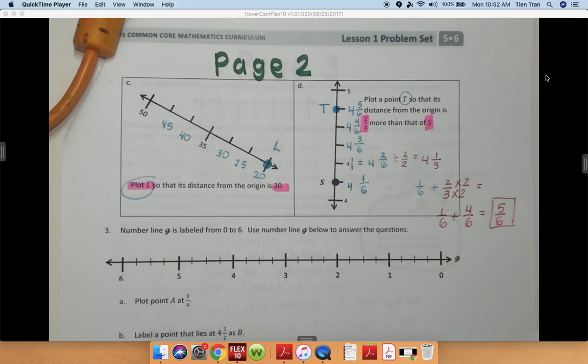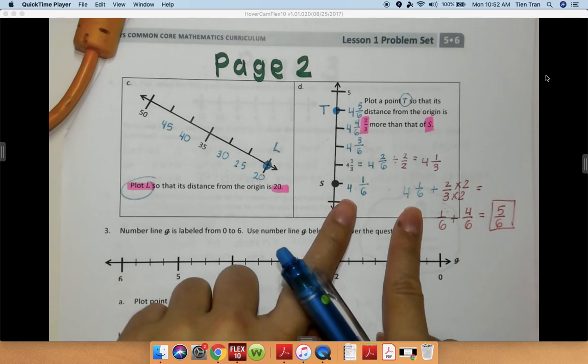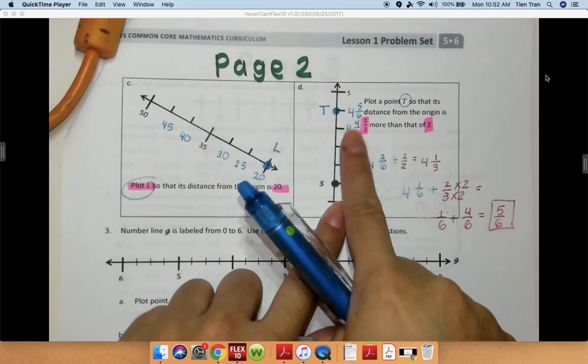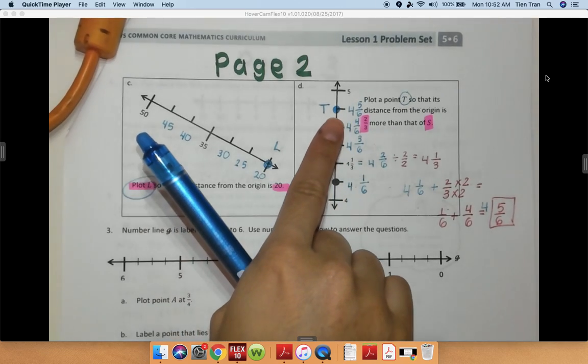And where does the 4 come from? It comes from the original problem S. 4 and 1/6 is right here. And then I added 2/3 to the problem to get my 4 and 5/6. And that's where I marked T.